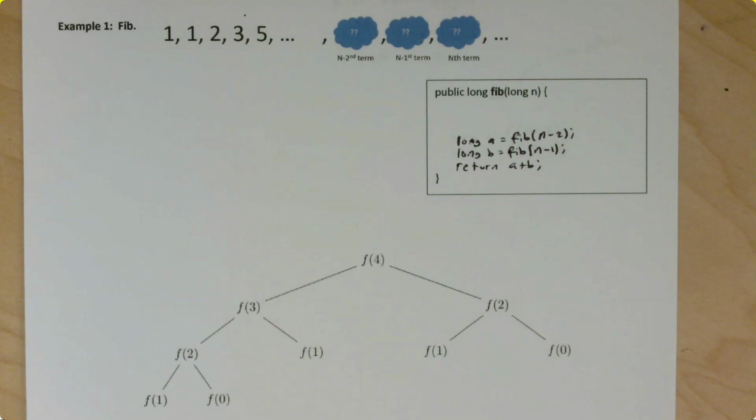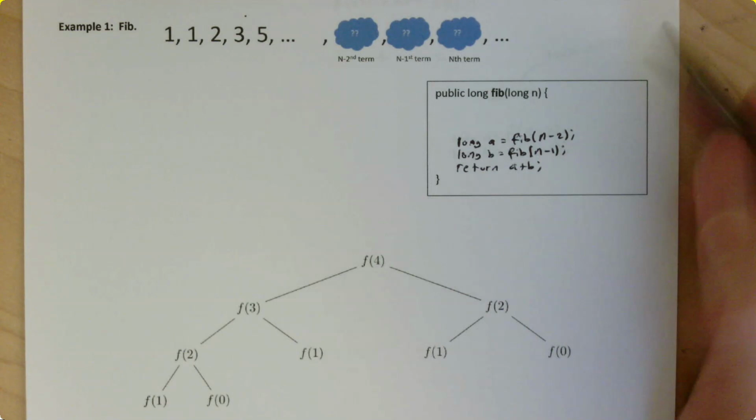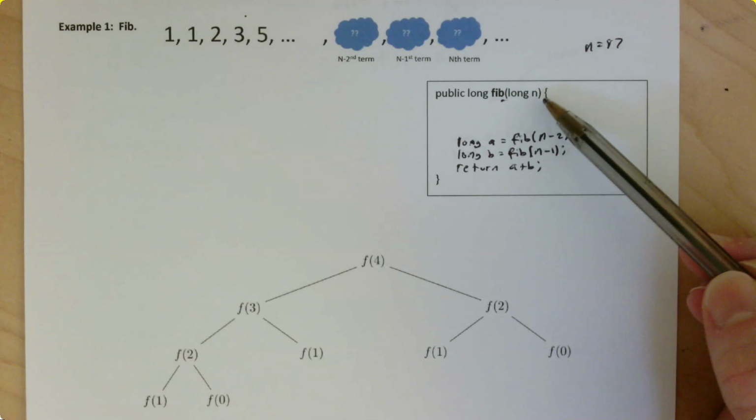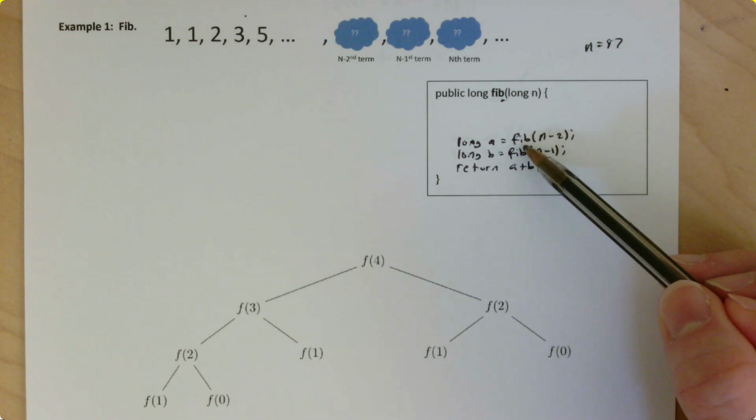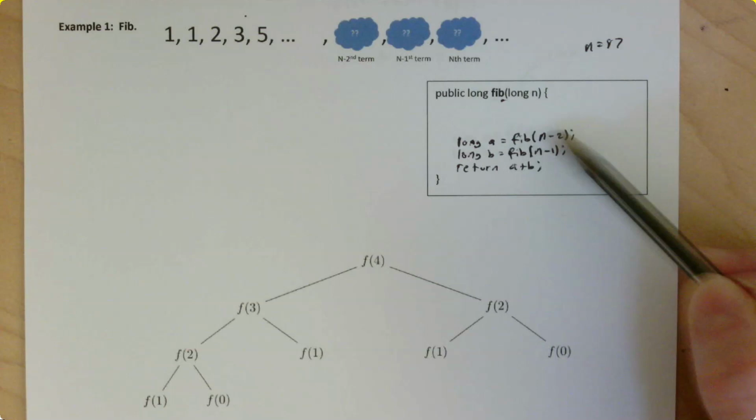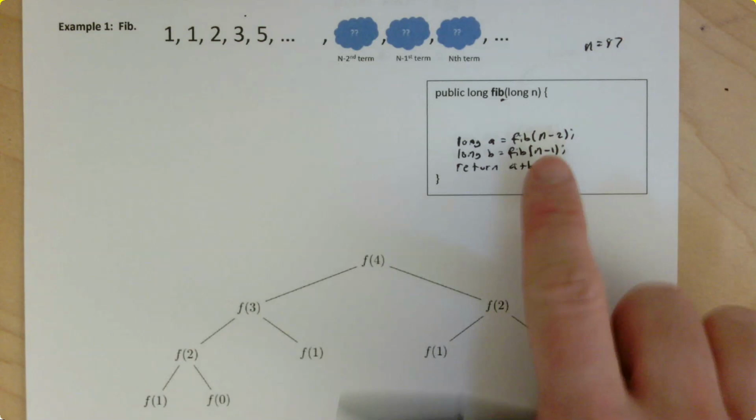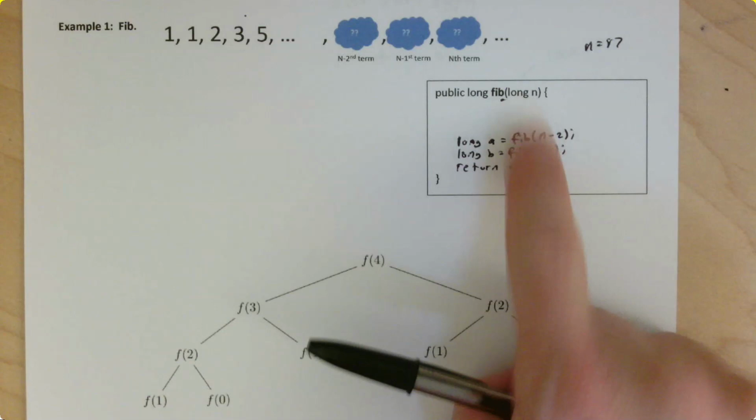So let's say again, n is 87. If we run fib with an input of 87, the way we're going to figure out what that 87th Fibonacci number is, is we're going to magically solve for the 85th Fibonacci number by running our own method with a smaller input. So this is called the recursive leap of faith. We are just going to believe that the method that we're writing right now is going to give us correct answers for inputs that are smaller than n.